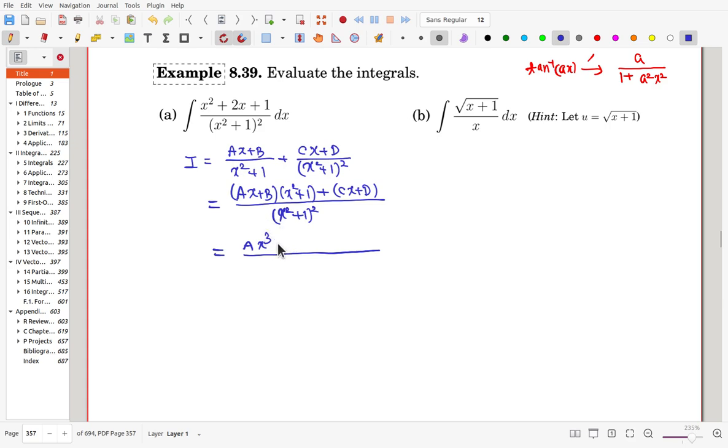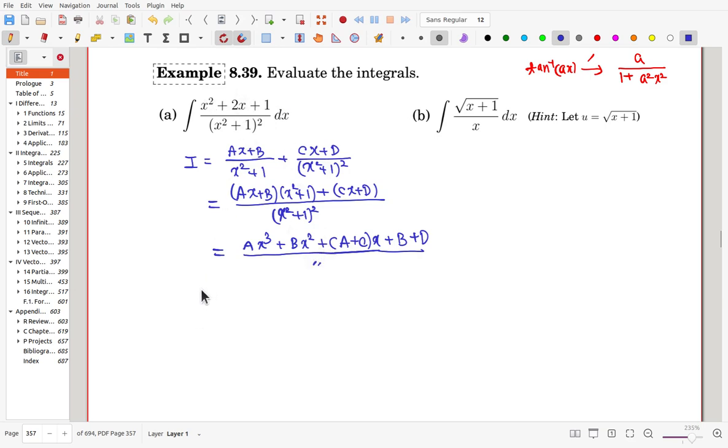Now for x squared, we have only b x squared. For the linear term, the coefficient is a from here, and we have c here, so (a + c)x. And for the constant term, we have b from the first part and d from the second part, right? And the same bottom. From here, we have to match this one with that.